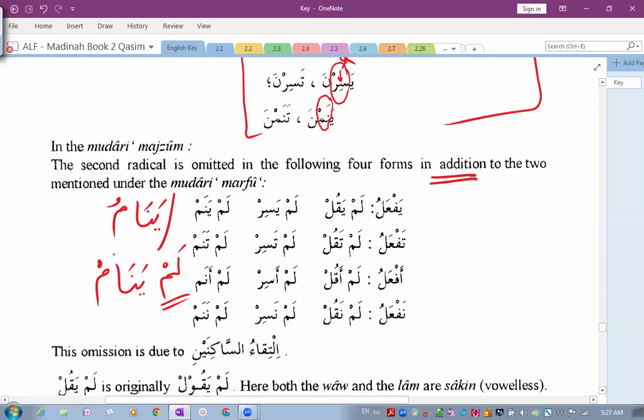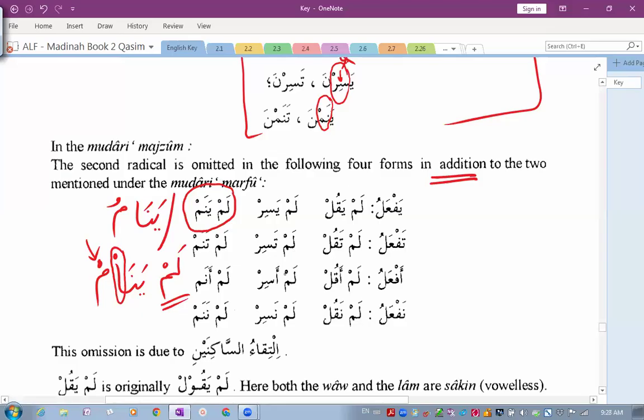Now this is iltiqa'u sakinain. You have a meem with a sukoon and an alif with a sukoon, so the alif with a sukoon has to go away. The weak letter with a sukoon has to go. So we are left with lam yanam. That's all we are learning in all of these: lam tanam, lam anam, lam nanam. All of these, the alif, which was actually a waw, got dropped because of iltiqa'u sakinain. Two sukoons are not permissible, so they got dropped.